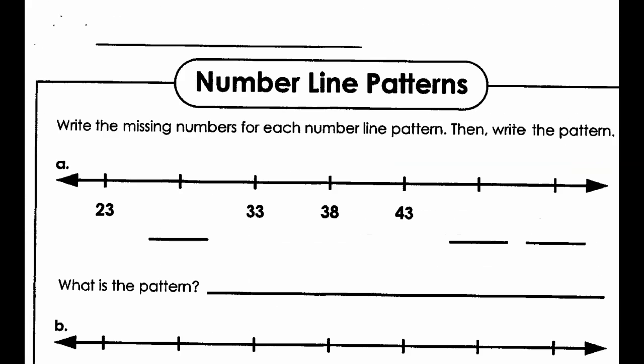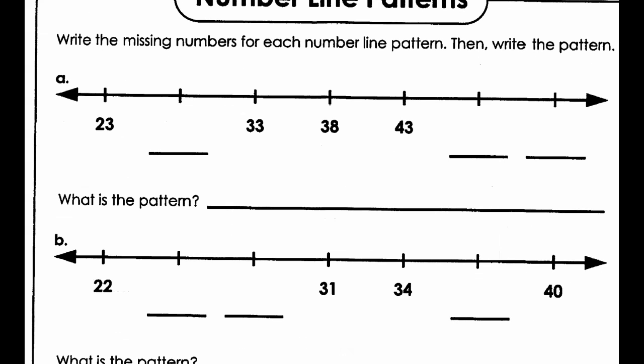Okay, that's page 8. Here's page 9. Same thing. Now look, how am I getting from 33 to 38? If I'm counting with my fingers, 33, 34, 35, 36, 37, 38. How many? 5. By 5. So 23 plus 5? 28. Perfect. 28, 33, 38, 43.